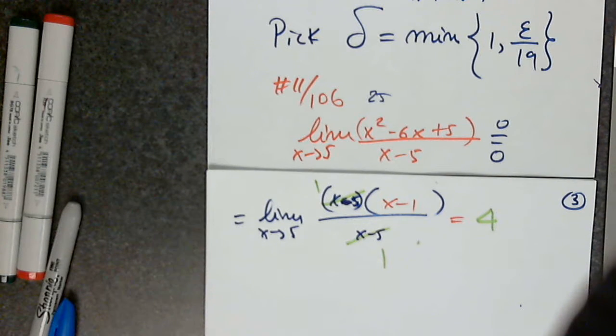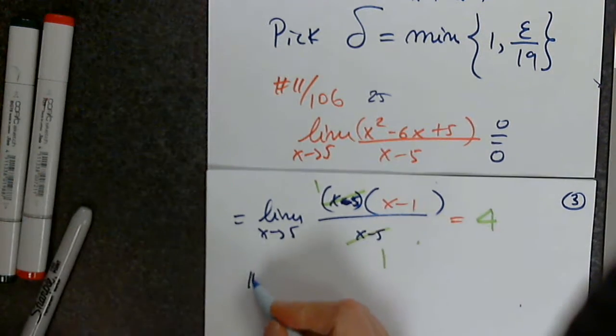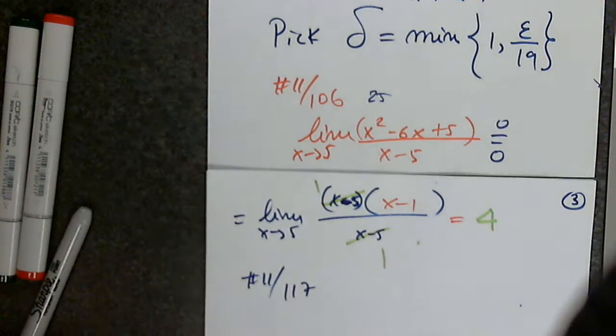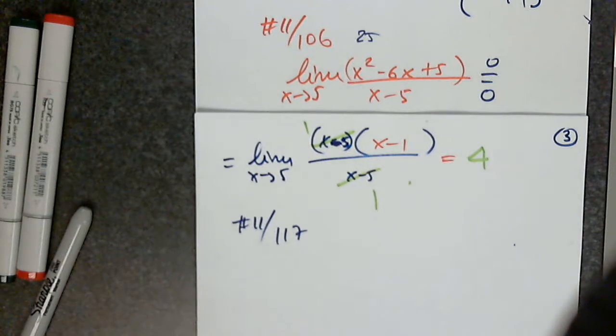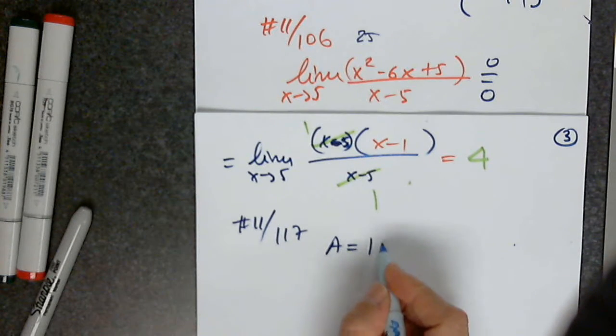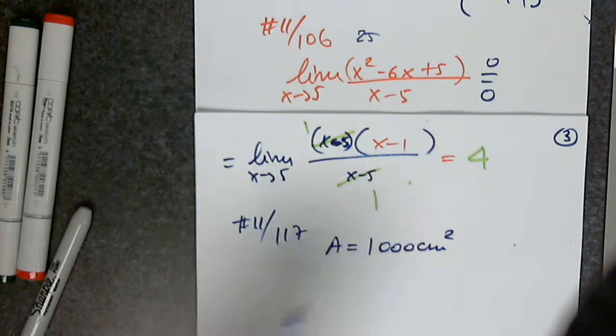Anything else? Can you do number 11? Yes, 117. Do I need the book? Okay, so we go to manufacture this with an area of 1,000 centimeters squared. What radius produces such a disk?